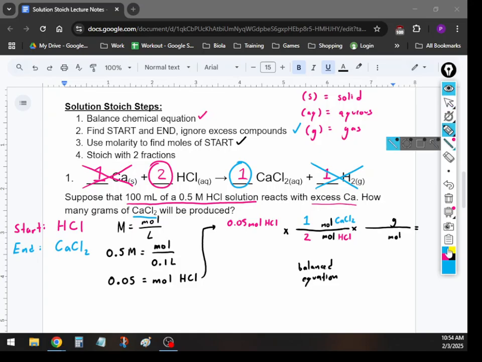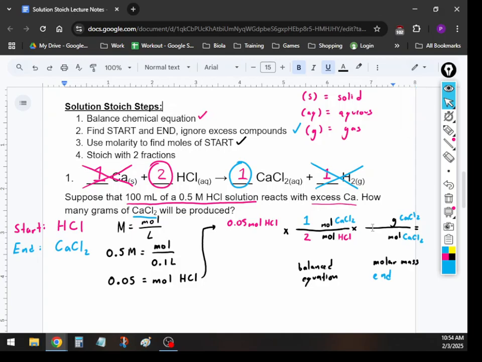Okay, and then for the last fraction, you are going to find the molar mass, and this is always of your ending chemical. So CaCl2. Like we've been doing, you're going to pull out your periodic table, find the molar mass of CaCl2, and then plug it in. And after that, if you feel comfortable solving all the way, go ahead, but at least try to find the molar mass of CaCl2 using your periodic table. I'll give you guys a couple minutes to do that.